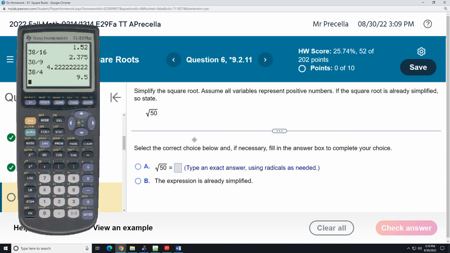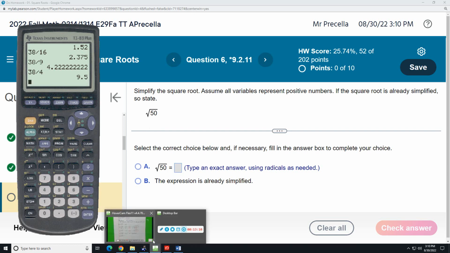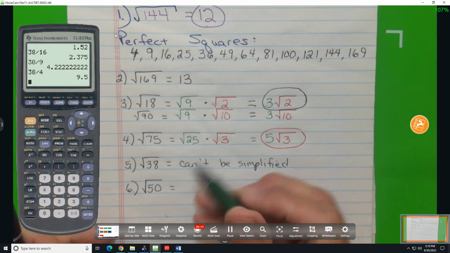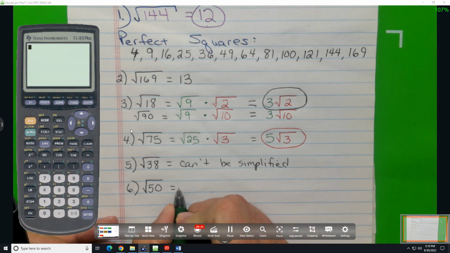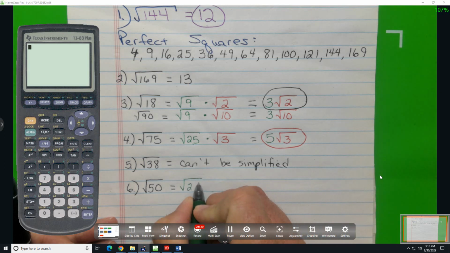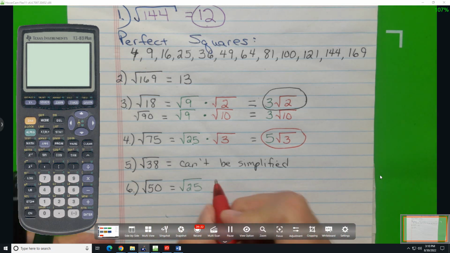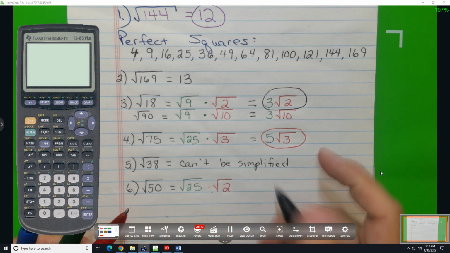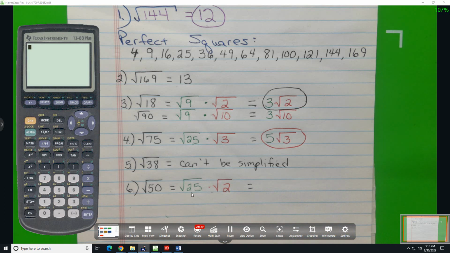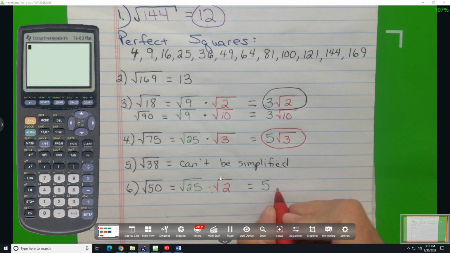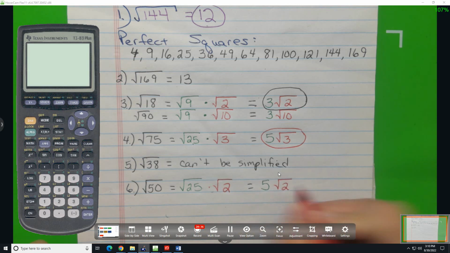Okay, the square root of 50. I've written it down. Well, do y'all have an idea of what perfect square? Yeah, 25 times 2. And so I'll have a green 5. The square root of 25 becomes 5. And the square root of 2, we just bring it.